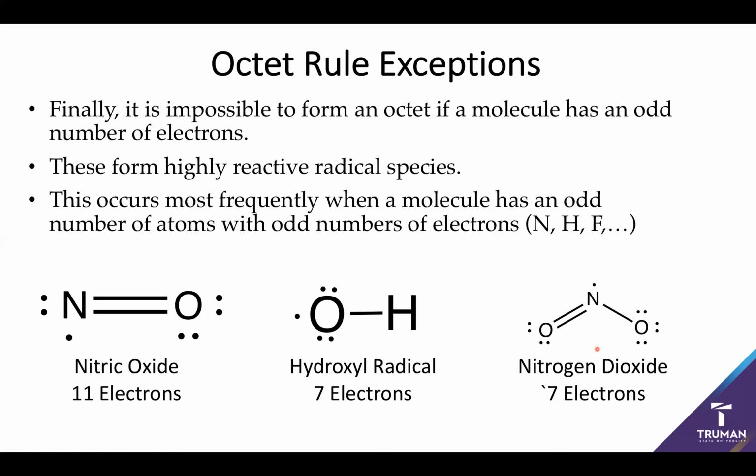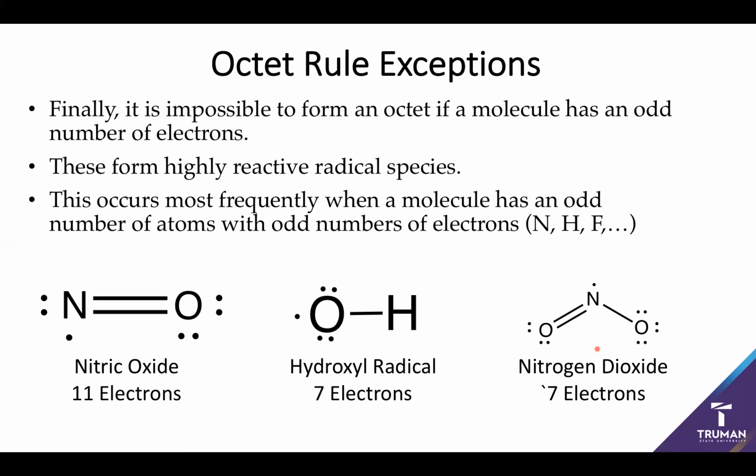And in general, the formation of these radical species is going to happen most commonly when we have an odd number of atoms with an odd number of electrons. So if you ever see an odd number of nitrogens with an even number of hydrogens, watch out. Or an even number of nitrogens with an odd number of hydrogens. This means that when I count up my total number of electrons, we may have an odd number, so somebody's always going to be unhappy.